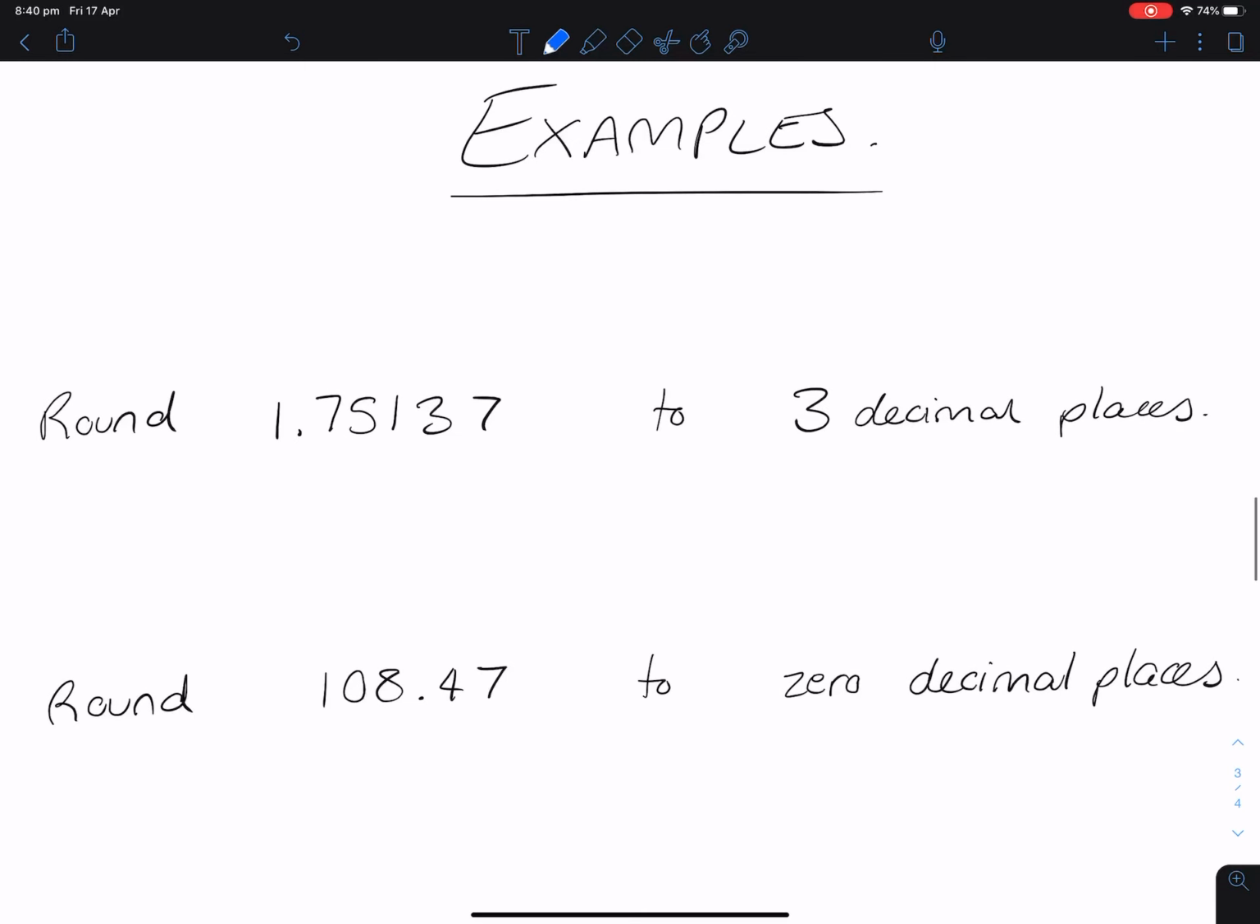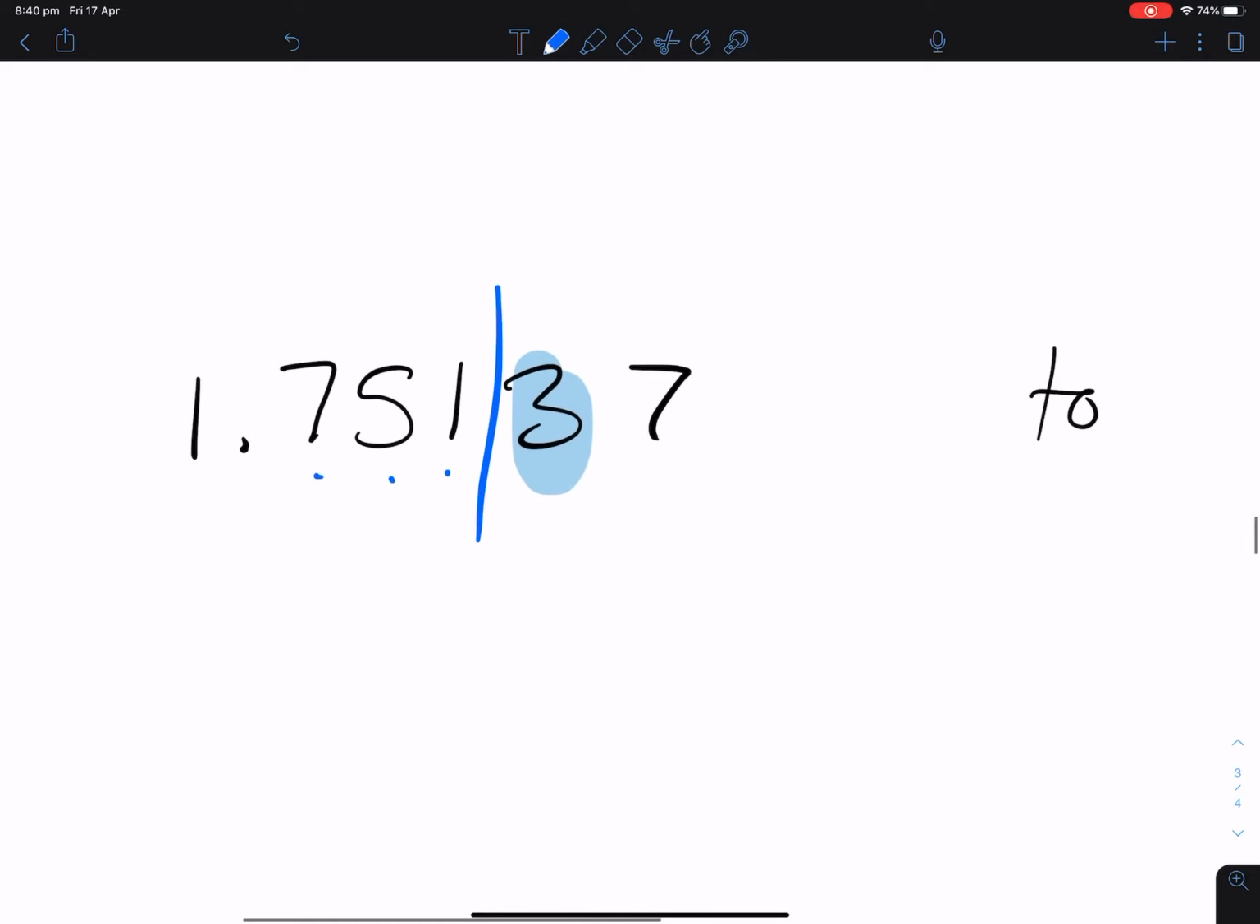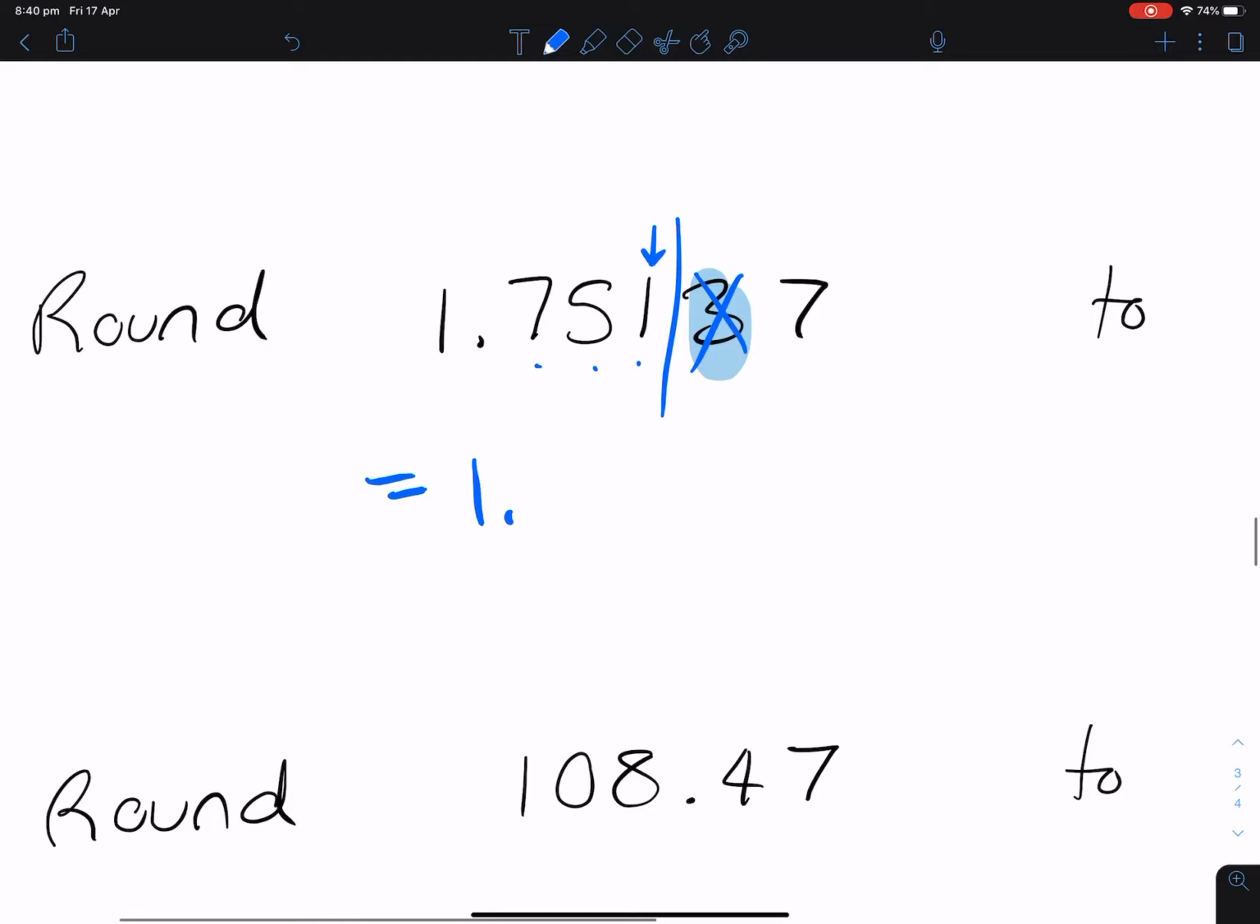Here we go. Round this number here to 3 decimal places. Okay, so we've got to make our cut after 3 decimal places. So 1, 2, 3, cut. Now we look at our critical digit. This is step 2. Step 2 is to look at your critical digit. Is it big enough? Is it 5 or larger? It is not. Therefore, it's not big enough to change this digit. So we leave it alone. So the answer is 1.751. Moving on.